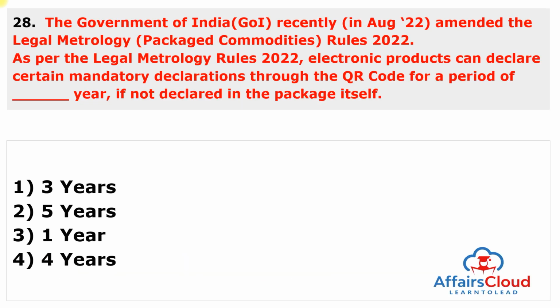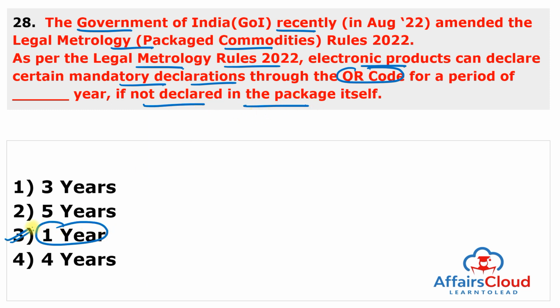Moving to next question. The government of India recently amended the legal metrology packaged commodity rules of 2022. As per the legal metrology rules of 2022, electronic products can declare certain mandatory declarations through the QR code for a period of dash year if not declared in the package itself, and this is for 1 year. Answer of this question is 3.